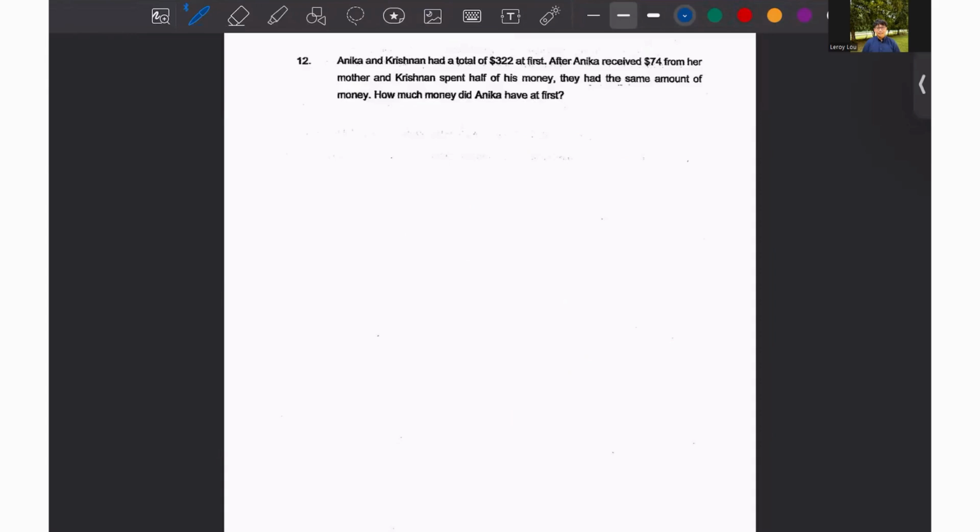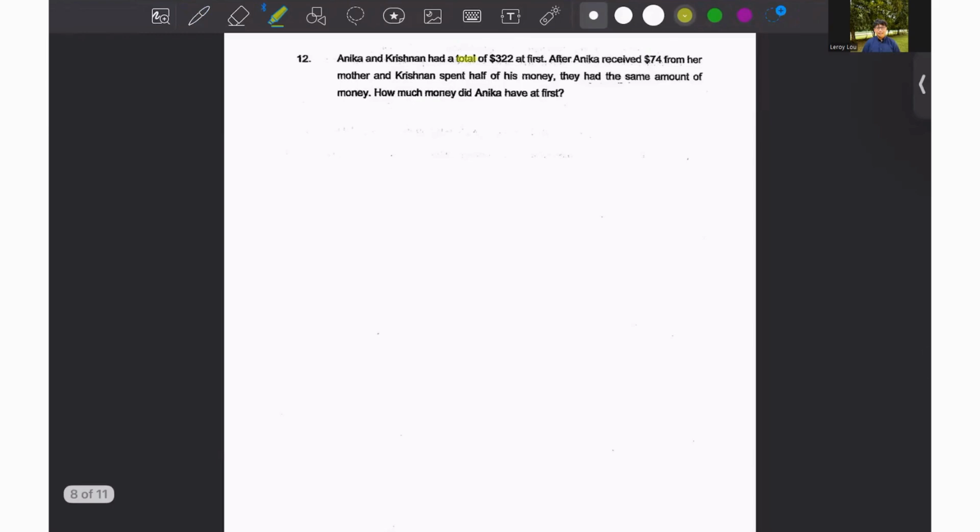Question 12. Anika and Krishnan had a total of $322 at first. After Anika received $74 from her mother and Krishnan spent half of his money, they had the same amount of money left. How much money did Anika have at first? Okay, in this question, we're given a before. So in this case, the before is what they have in total at first. So a total of $322 at first.